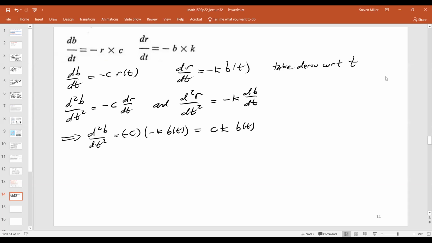So I'm looking for a function. I want to solve d squared b dt squared, or b double prime of t, is ck b(t). So I want a function whose second derivative is almost the function back. It's the function multiplied by c times k. Can anybody think of a function that is close to solving this? Anybody think of a function that, if I take two derivatives, is close to itself?